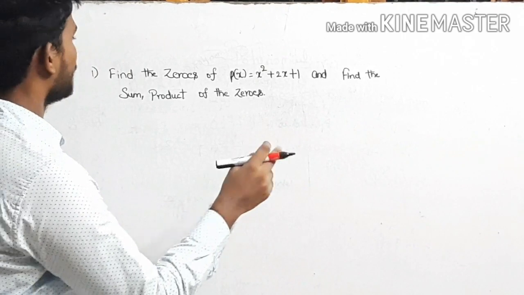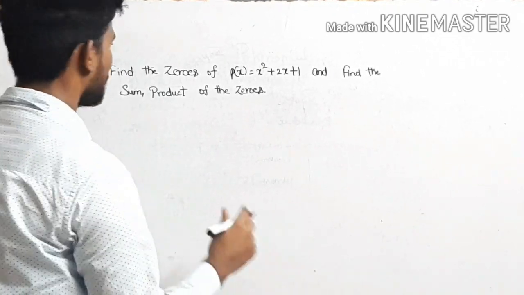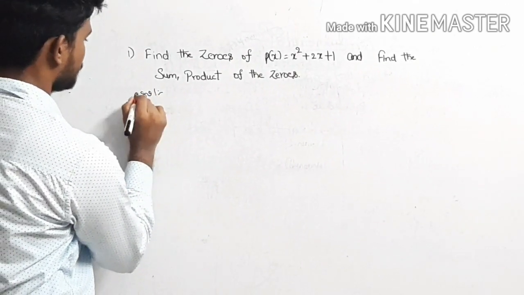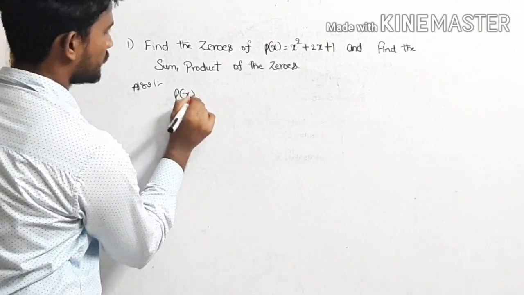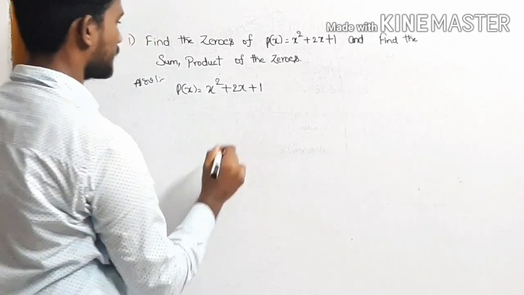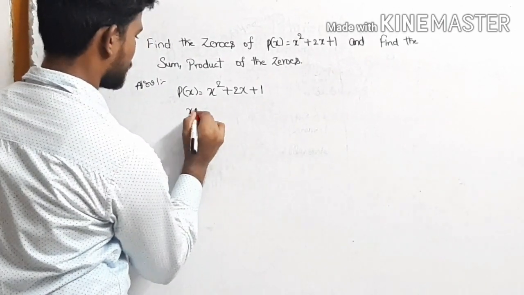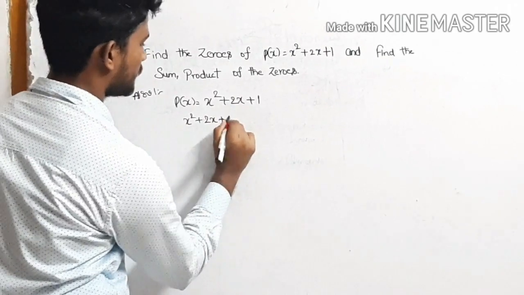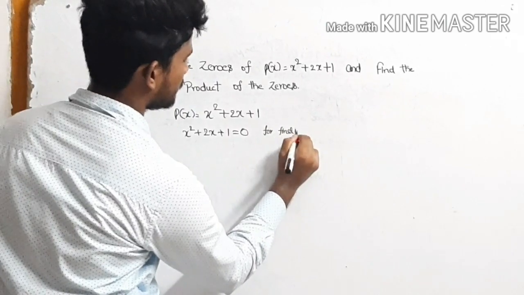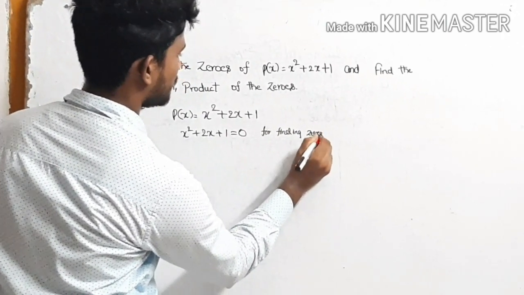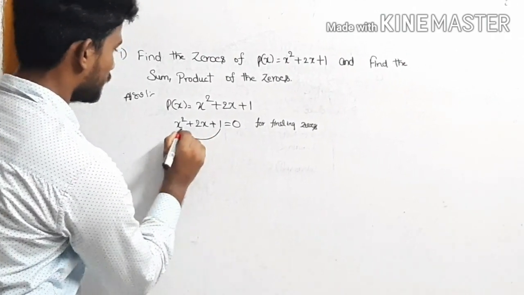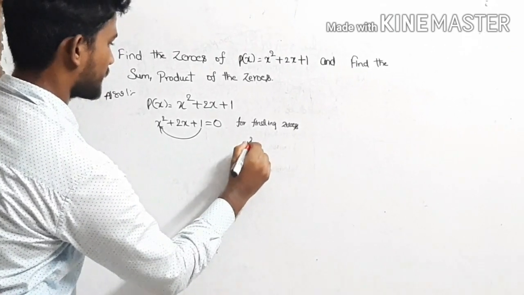Just like these questions, find the zeros of p of x equals x square plus 2x plus 1, and find the sum and product of the zeros. First find the zeros of p of x. Given p of x equals x square plus 2x plus 1. From this, x square plus 2x plus 1 equals 0. For finding zeros, we put it equal to 0.